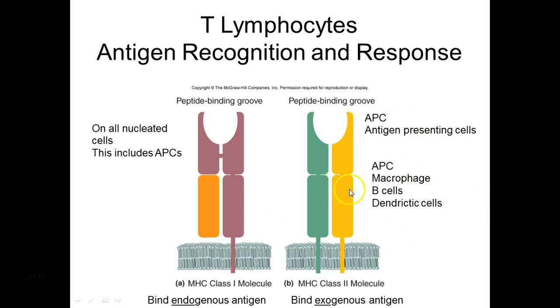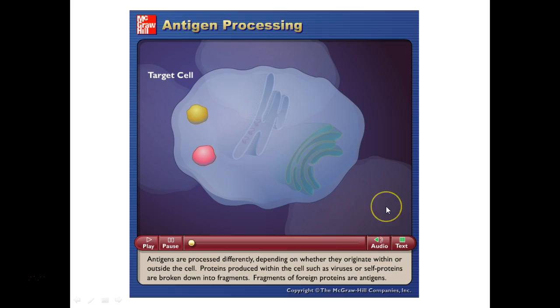Where helper T cells are going to be activated by MHC class 2, and they help out other cells, right? So they're going to help the B cell in activation. They're going to help the macrophage in activation. The dendritic cells are going to activate those helper T cells.